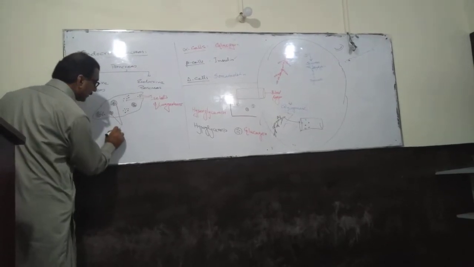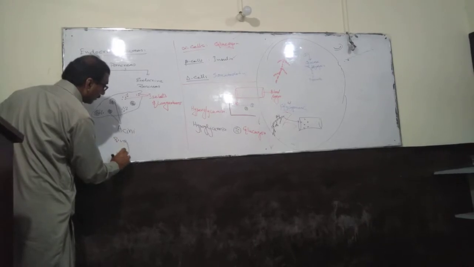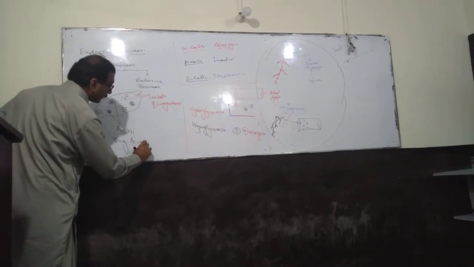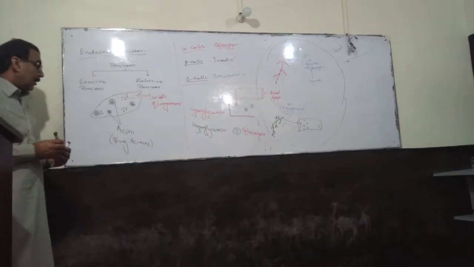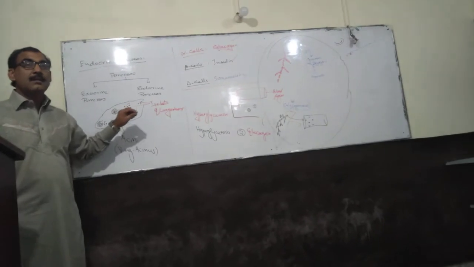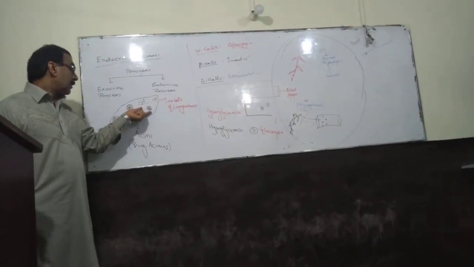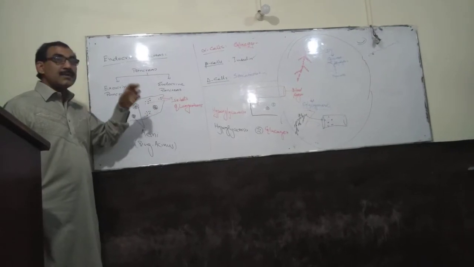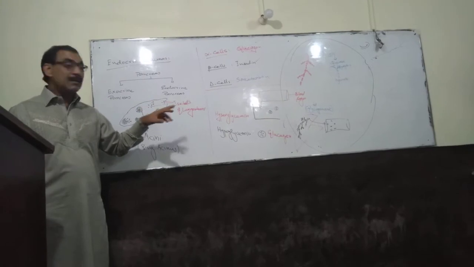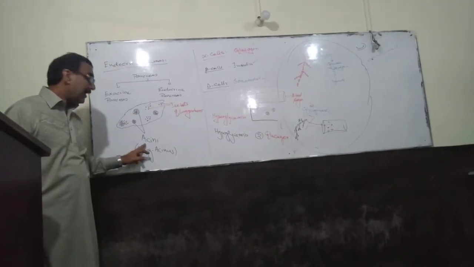These are the acini. The singular is what? Acinus. Okay? Well, here and there are present groups of cells which constitute the structures producing enzymes. And these are the exocrine structures named as acini.